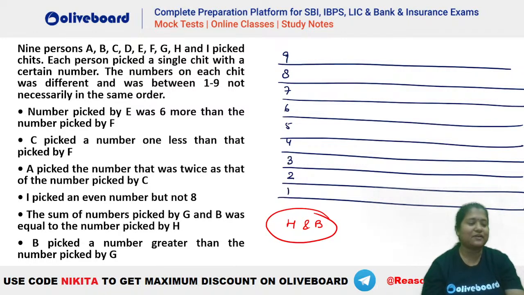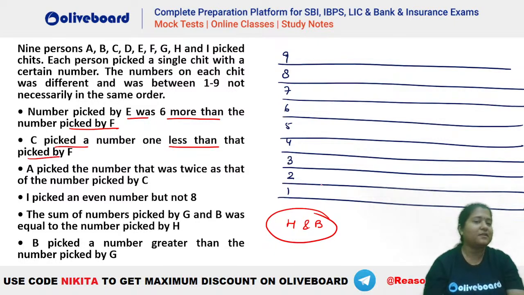Let's try this out. Let's see how this particular question is to be done. You can see there are 9 chits to be picked by these persons. The numbers are 1 to 9. Now it is given that the number picked by E is 6 more than that picked by F, and C has to be F minus 1.